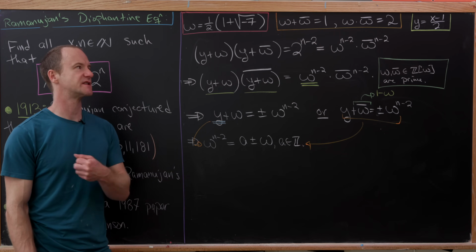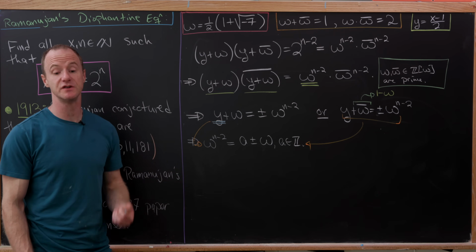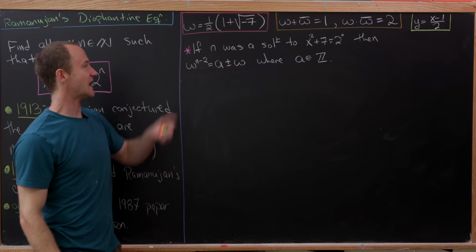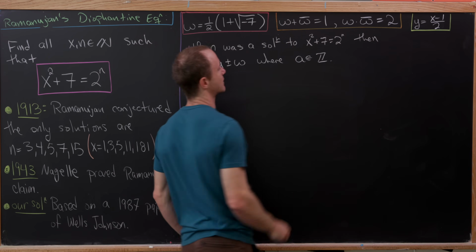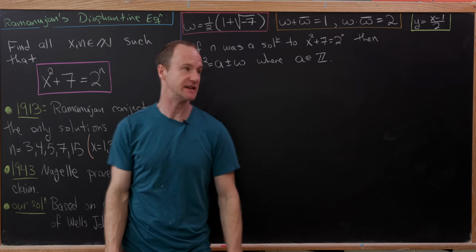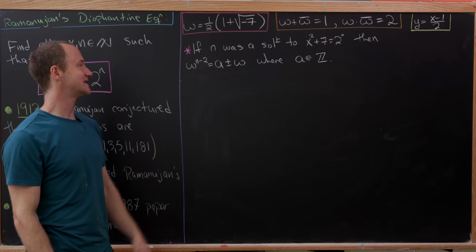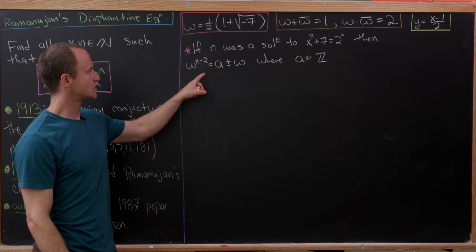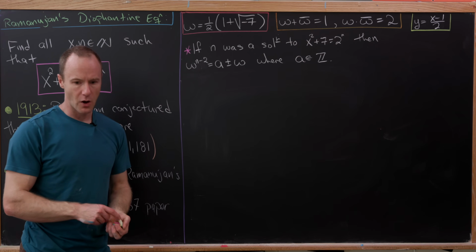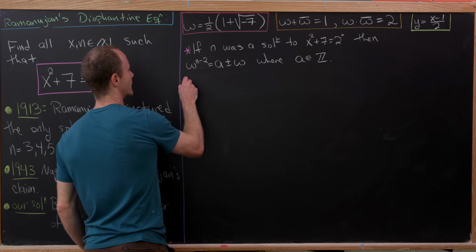Okay, so let's start with the summary of that at the top of the next board and then do some more calculations. So let's see where we are so far. We determined that if n was a solution to x squared plus 7 equals 2 to the n, in other words, our original Diophantine equation, then omega to the n minus 2 was equal to an integer, which I've called a, plus minus omega. Okay, so now let's see where we can go from there.